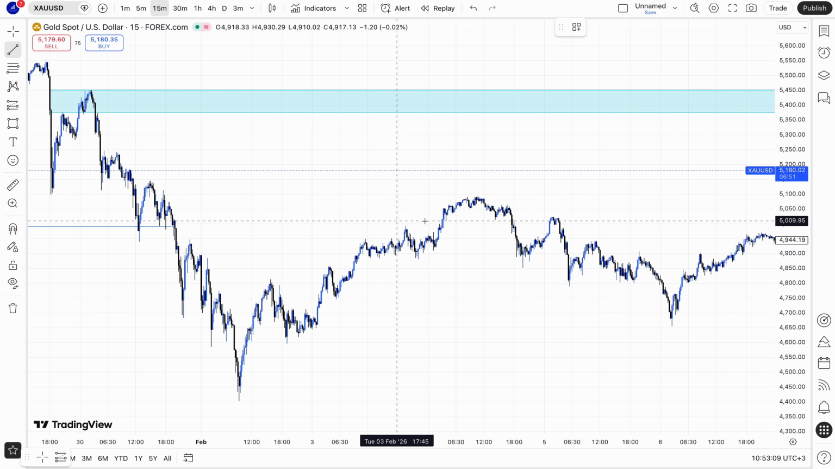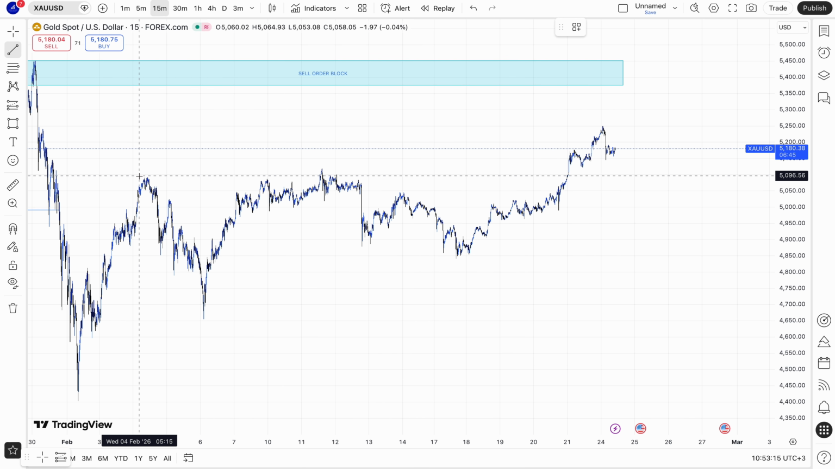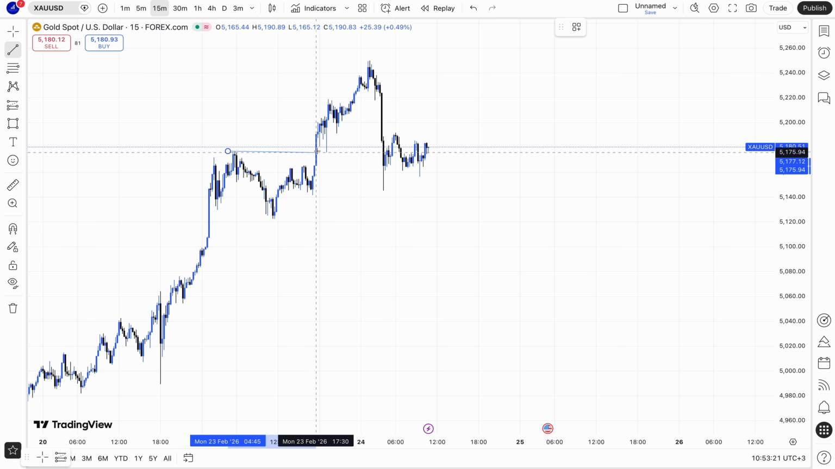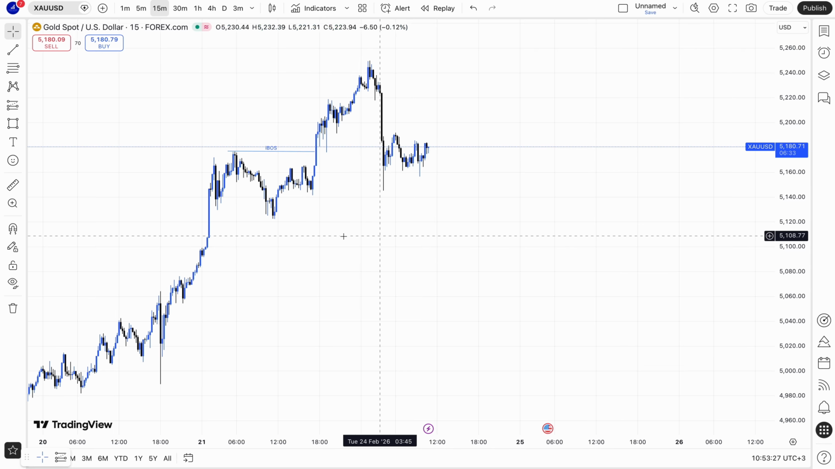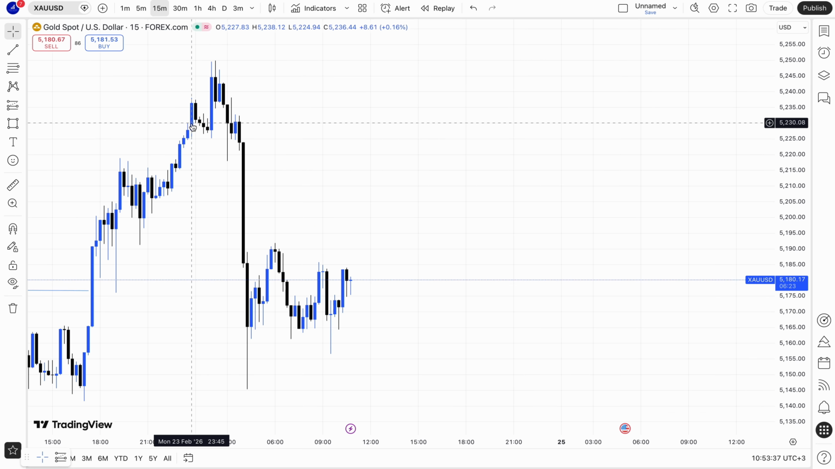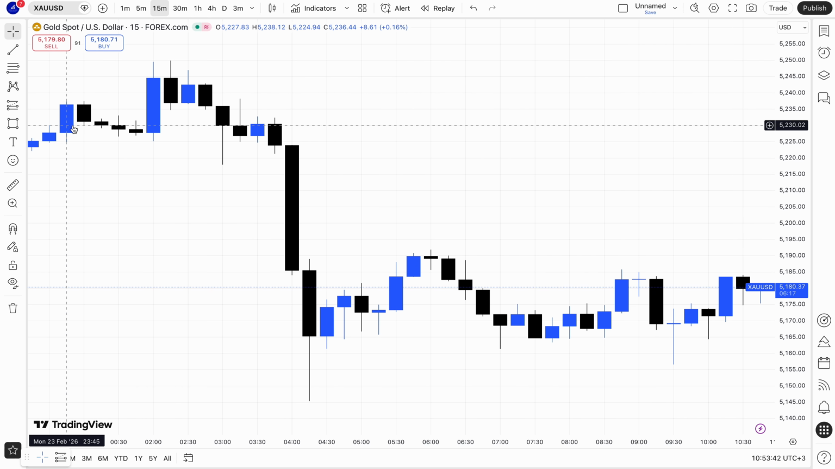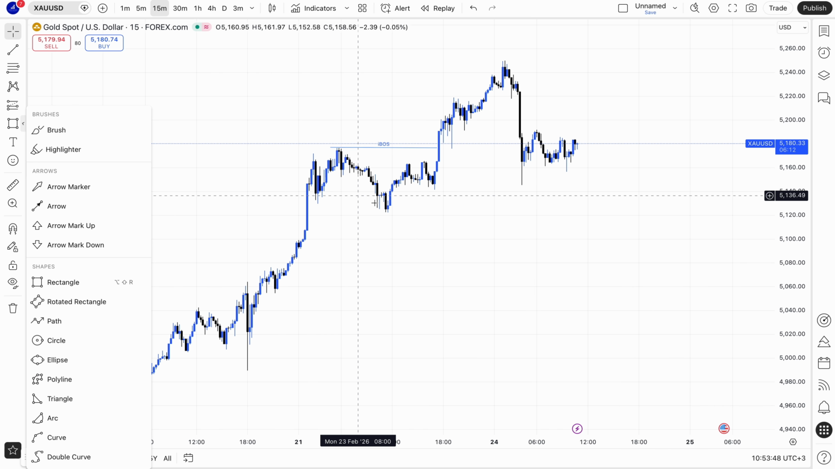Change of character, break, break, break. Then another break here. And then the continuation, which is this one. Right, then you can see 1 pullback, 2 is not valid. Then 1. There are no valid pullbacks there. Then that means this first order block is already mitigated. Then you can use this one.